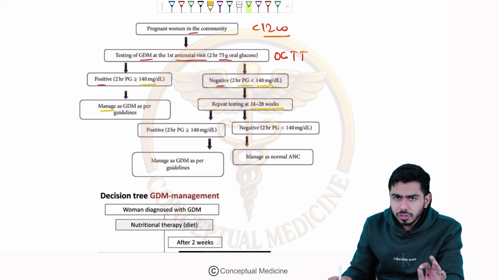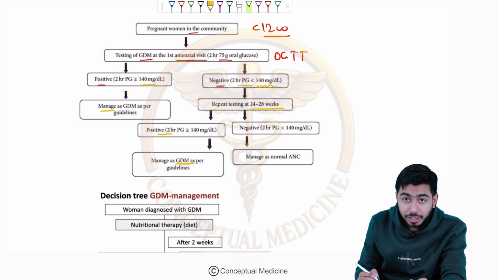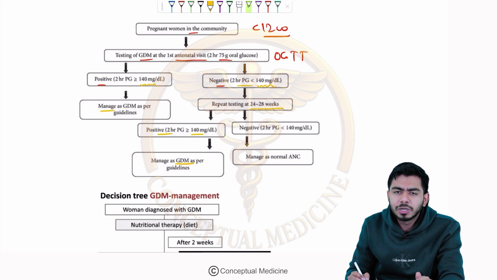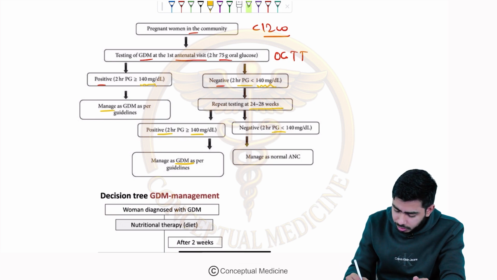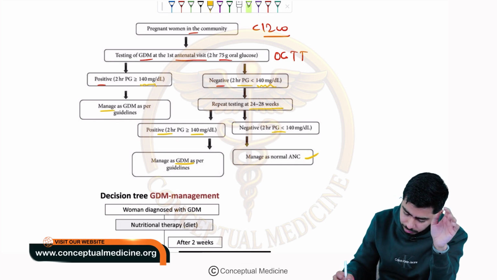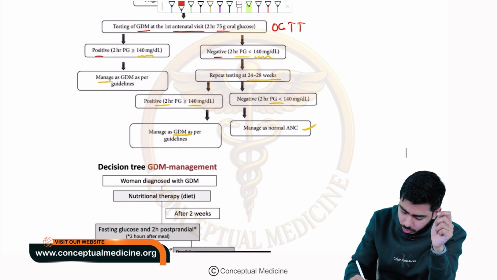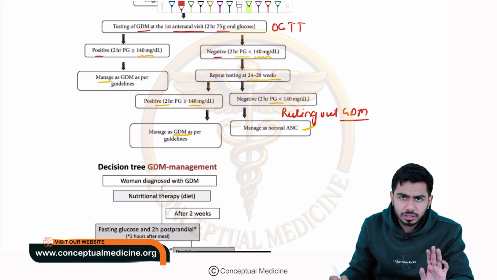When this patient comes for the antenatal care visits at 24 to 28 weeks, you will again go for the OGTT test. This time, if it is positive, that is, if the blood glucose is more than 140 milligram per deciliter, you again need to manage the patient. But if it is negative, then obviously you will be ruling out gestational diabetes mellitus. You will consider that this patient does not have diabetes now.